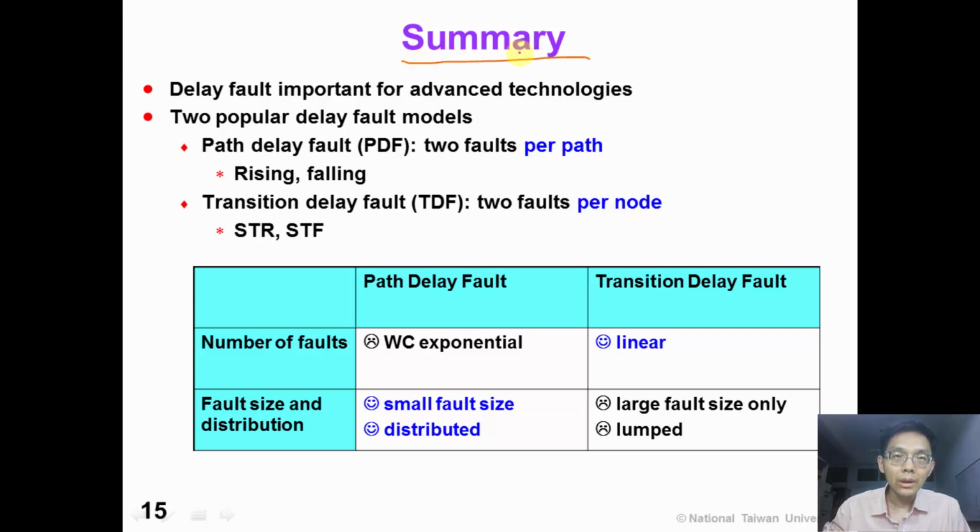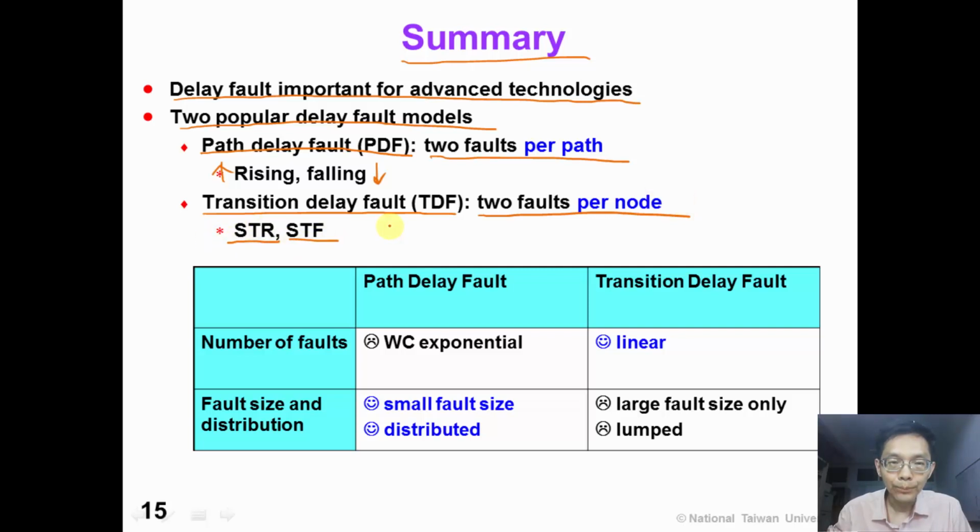In summary, in this chapter, we have shown that delay fault is very important for advanced technologies, and we introduced 2 popular delay fault models. The path delay fault model, PDF, assumes there are 2 faults on each path: the rising and the falling polarity. The transition delay fault model, TDF, on the other hand, assumes there are 2 faults for each node: slow to rise and slow to fall.